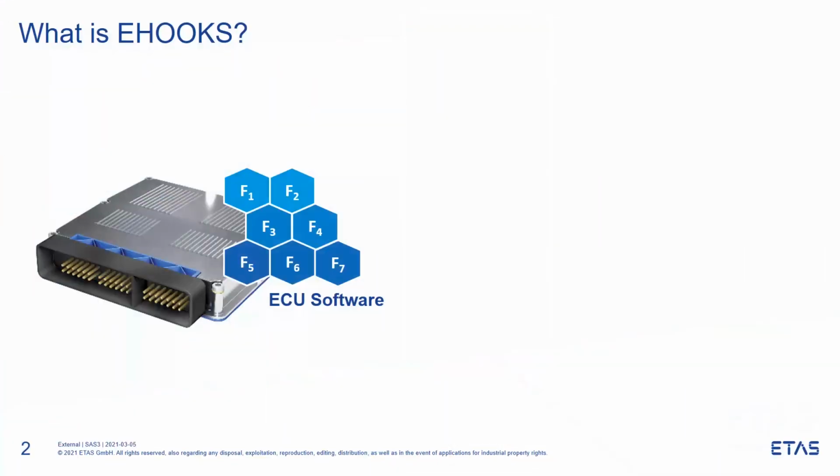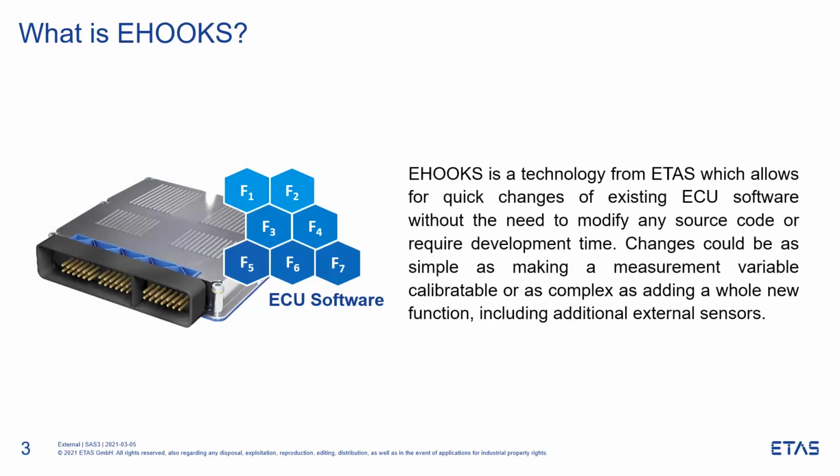Starting with, what is EHOOKS? EHOOKS is a technology from ETAS which allows for quick changes of existing ECU software without the need to modify any source code or require development's time.